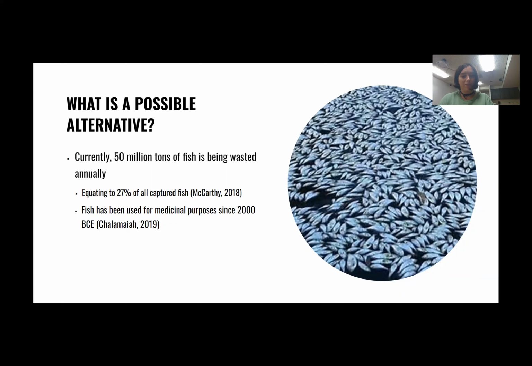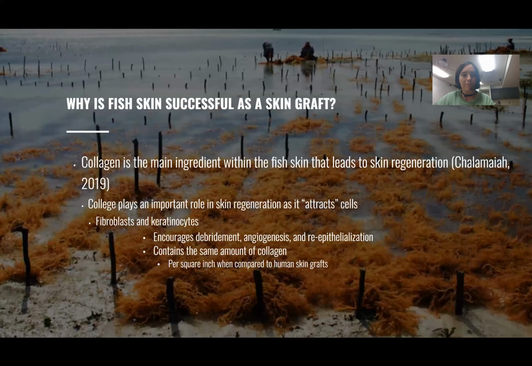Currently, there are 50 million tons of fish being wasted annually. This equates to around 27% of all captured fish. And then just like leading up to fish skin grafts, fish have been used for medical purposes since nearly 2000 BCE. So there are alternative uses for the fish. We don't need to necessarily be wasting them.